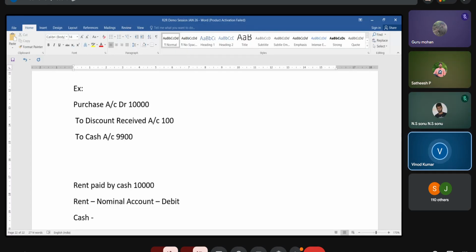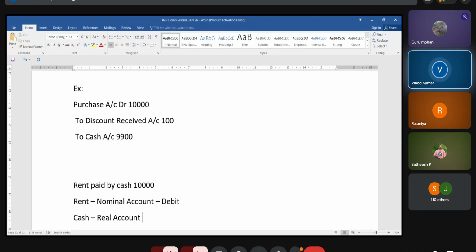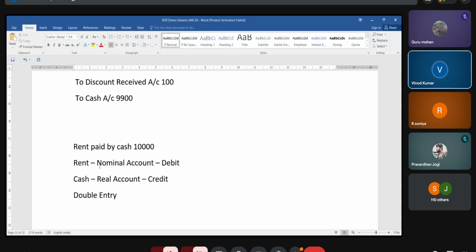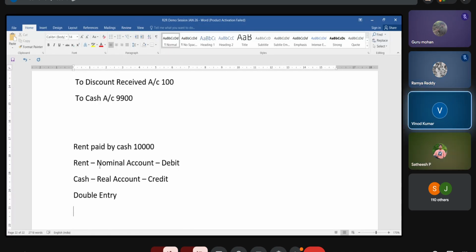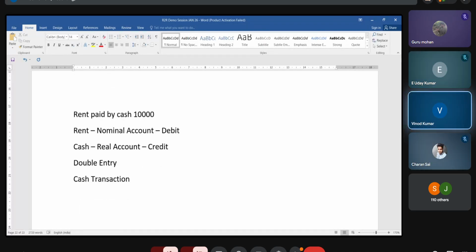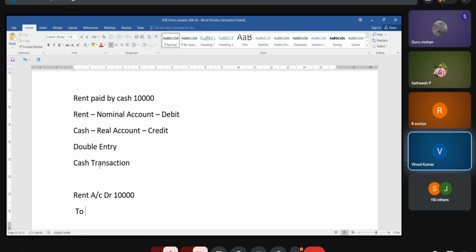Cash is which type of account? Real account. What does the real account rule say? Debit what comes in, credit what goes out. I'm crediting the cash. Is it a double entry or compound entry? It is a double entry. Is it a cash transaction or credit transaction? It's a cash transaction. So what is the journal entry for this? Rent account to cash account.